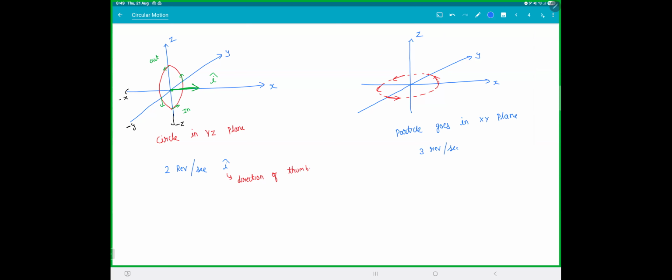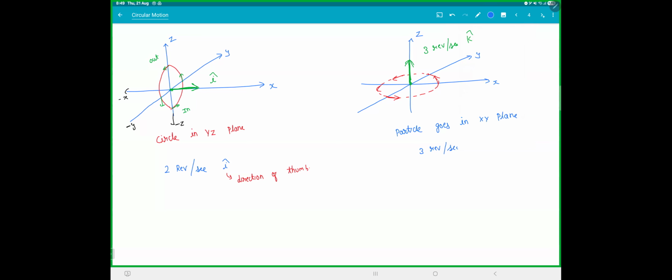Same story. Your right hand is x-axis, your front is y-axis. So it is going like this. It's going in this plane. It's going towards y and then coming like this. So for the rotation, the thumb is pointing up. So this direction will point up. So you write this as 3 revolutions per second, k cap. It doesn't mean the particle is going in z-axis. I hope that is clear.